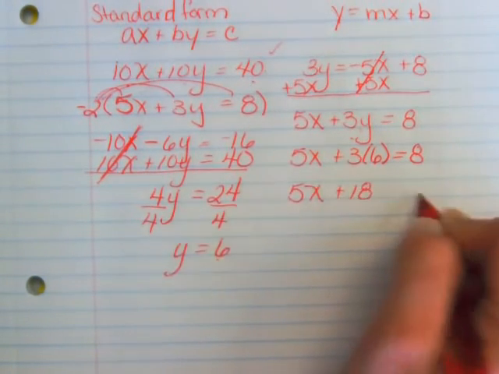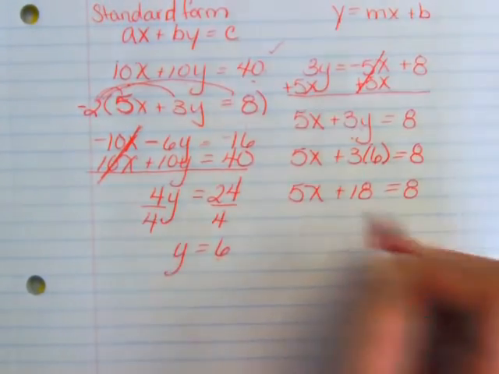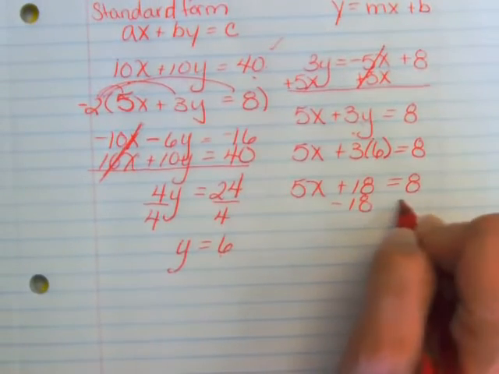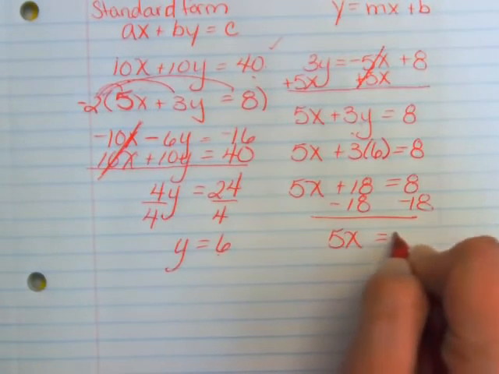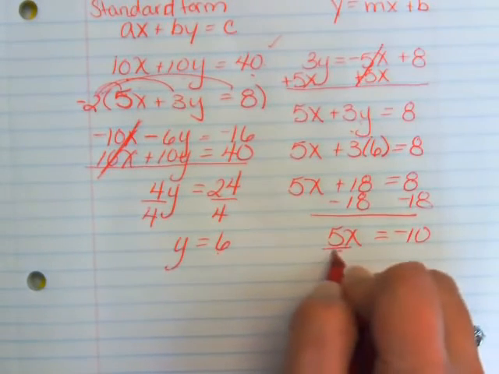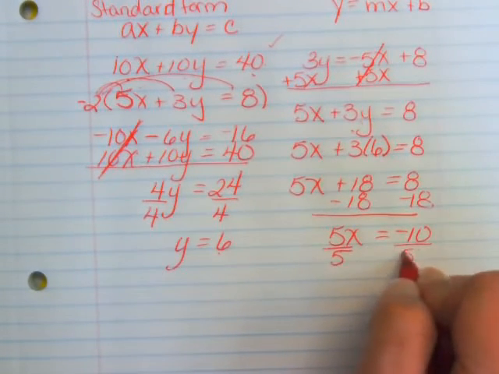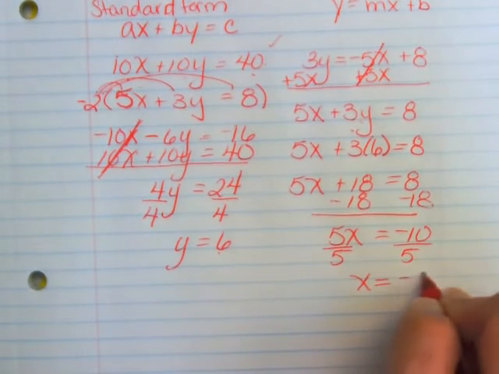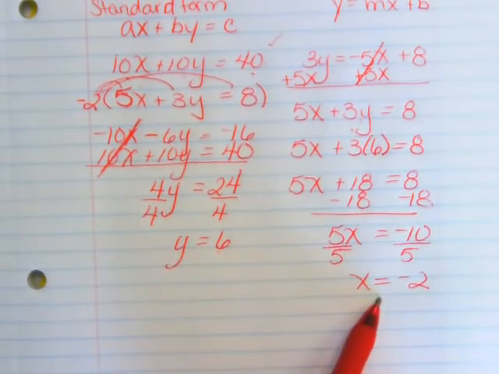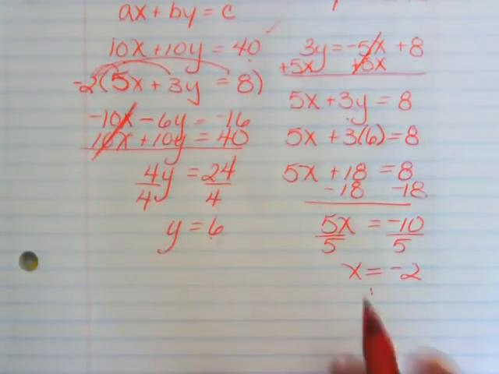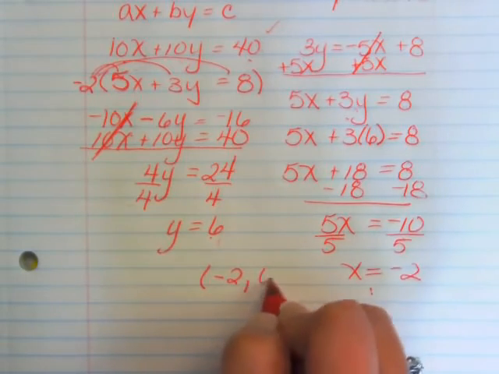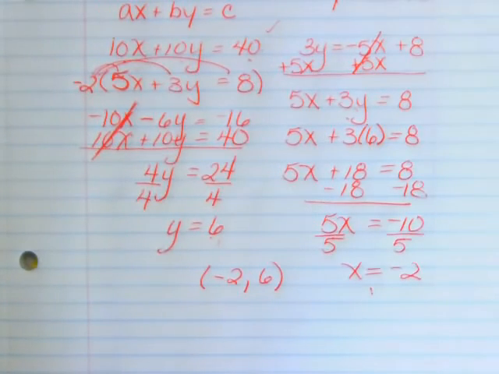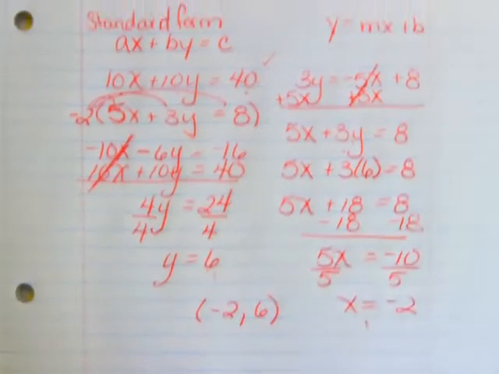5x plus 18 equal to 8. Take away the 18 on both sides. 5x is equal to negative 10, and then I would divide by 5, and I get x equal to negative 2. So if x is negative 2 and y is 6, I'm going to write that as a point, (x, y), negative 2, 6. And that's my solution.